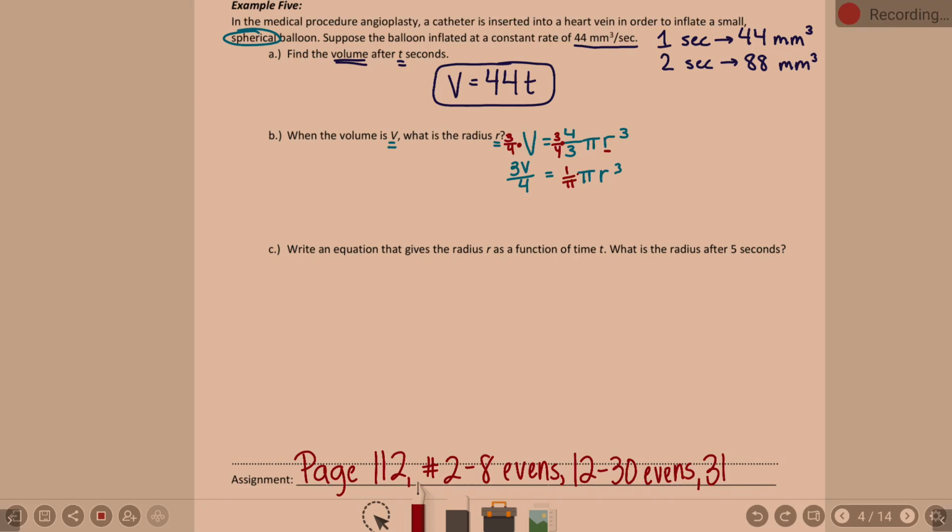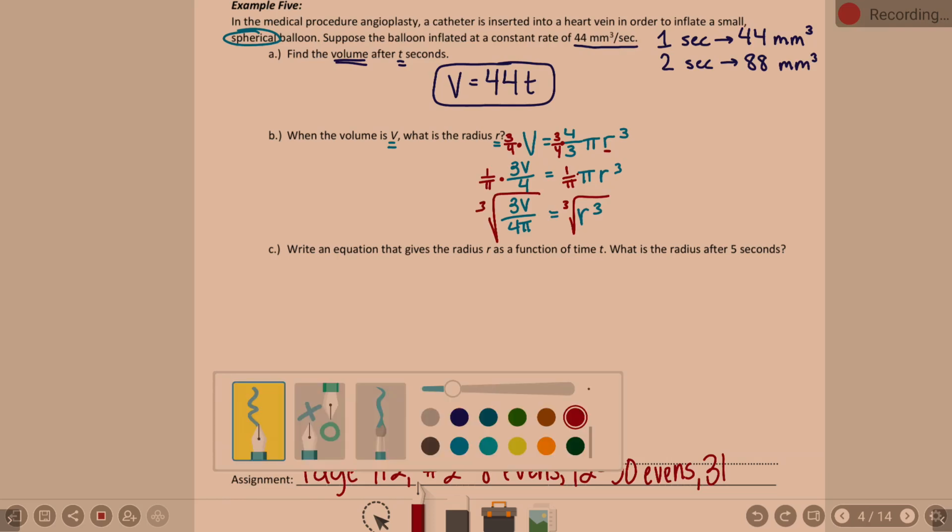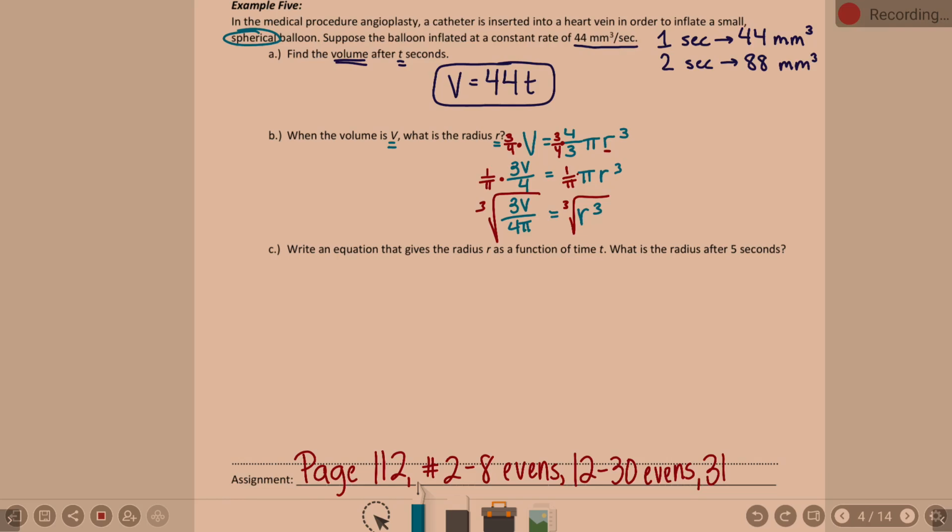Now, what I do to one side, we do to the other side. Okay? 1 over pi times 3V over 4, 3V over 4 pi, if you will. 1 over pi times pi is going to cancel, and I'm left with r cubed. What's my final step in solving for r? A cube root. What you do to one side, you do to the other side, and we end up with the cube root of r cubed is r. The cube root of 3V over 4 pi. You got it.